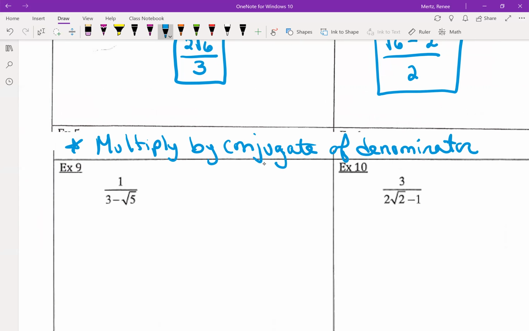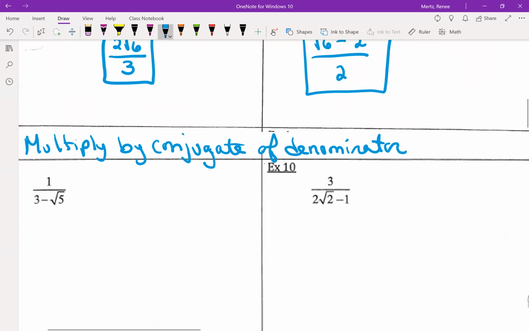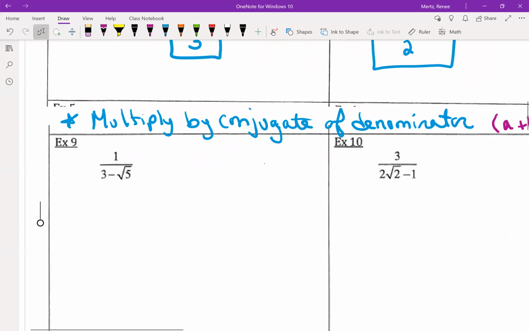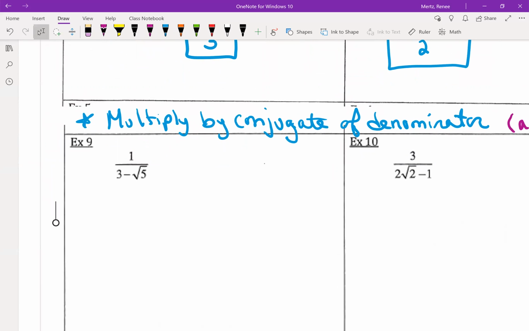So conjugate pairs are when they look exactly the same. So it would be like A plus B. The conjugate pair would be A minus B. So think of factoring a difference of two perfect squares. This is going to take out the center term. So this is going to help us to get rid of the radical in the denominator. So the conjugate pair of 3 minus radical 5 is 3 plus radical 5. So that's what I'm going to multiply the top and the bottom by.